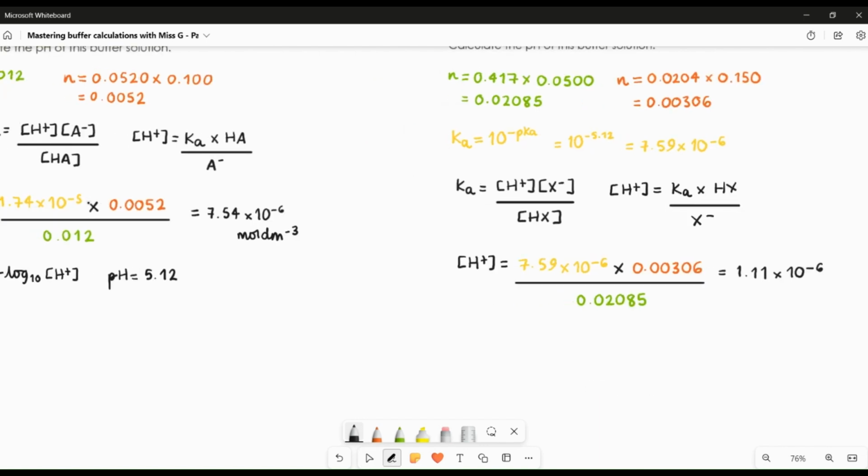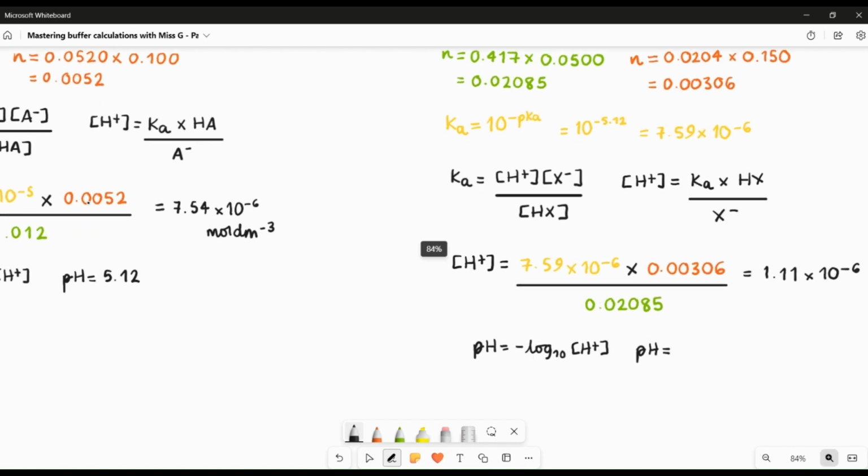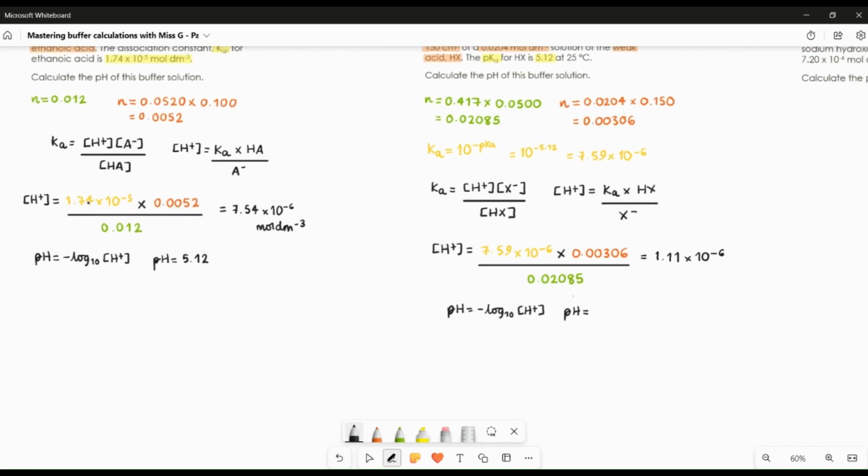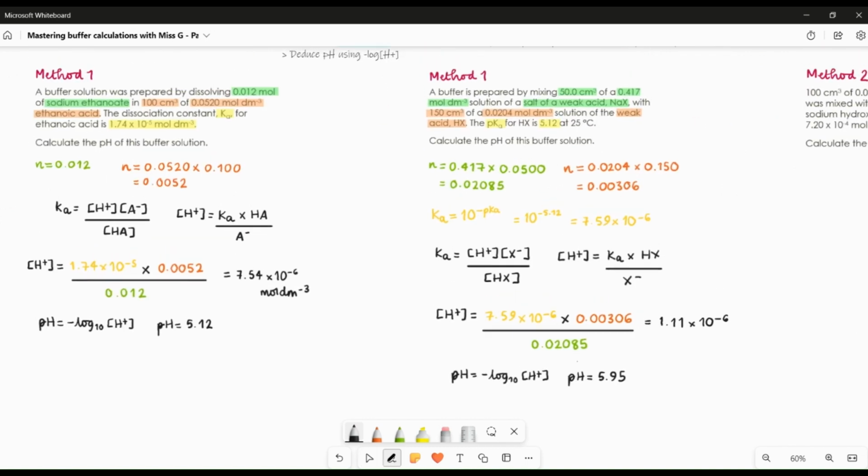And then from there, pH is equal to minus log base 10 of the H plus concentration. So thus pH is equal to, my apologies, 5.95, remember, to 2 decimal places.